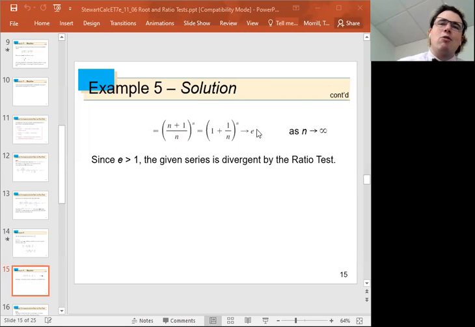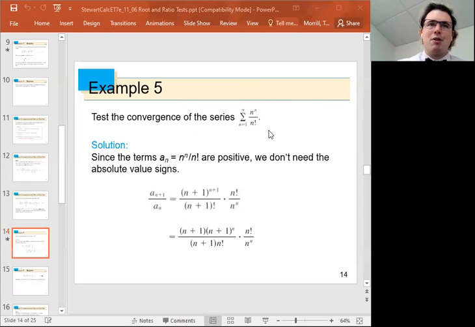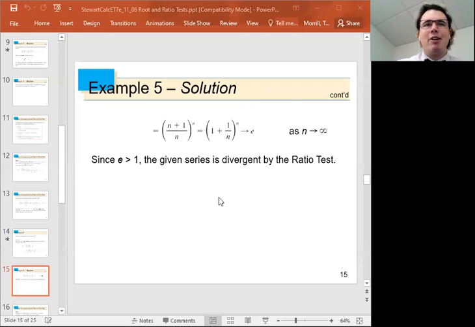And in the limit, that will go to the special number e, as you might have seen in a previous calculus class. So since e is a positive number, but it is bigger than 1, this series will diverge. So this will be a divergent series. I figured it out just using my ratio test.